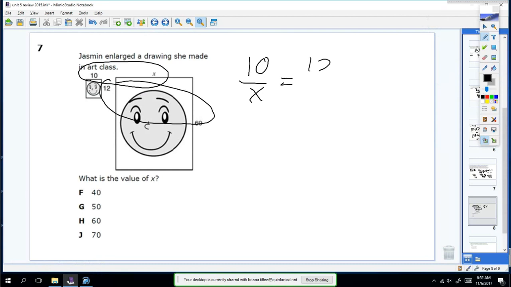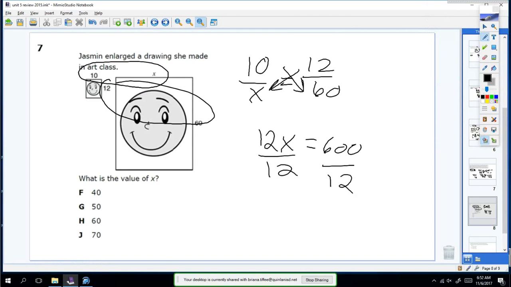So then you're going to have 12 over 60. So you're going to do 12 times x, which is just 12x, and then 10 times 60, which is 600. So then you're going to divide by 12. Well, 12 goes into 60 5 times, so 12 goes into 600 50 times. So the answer is G.